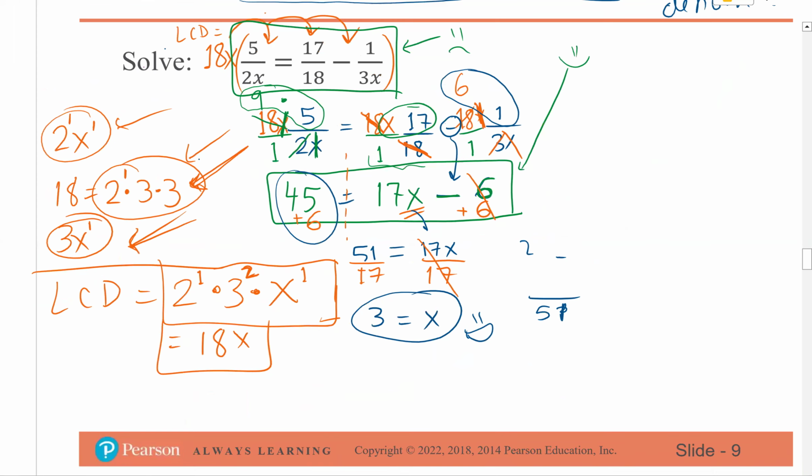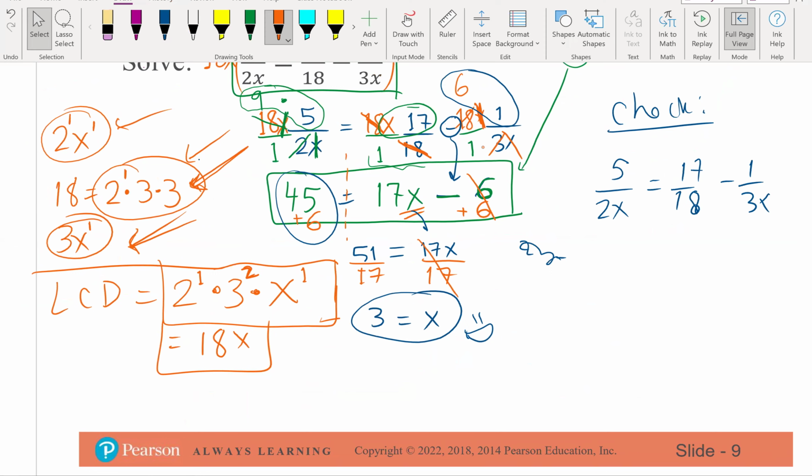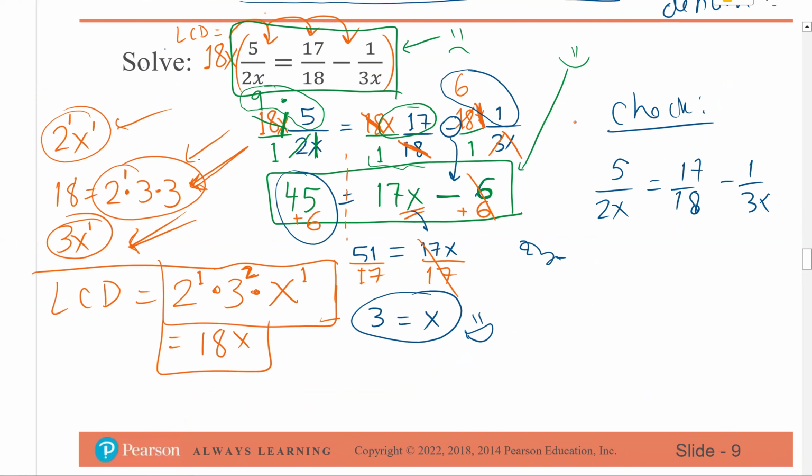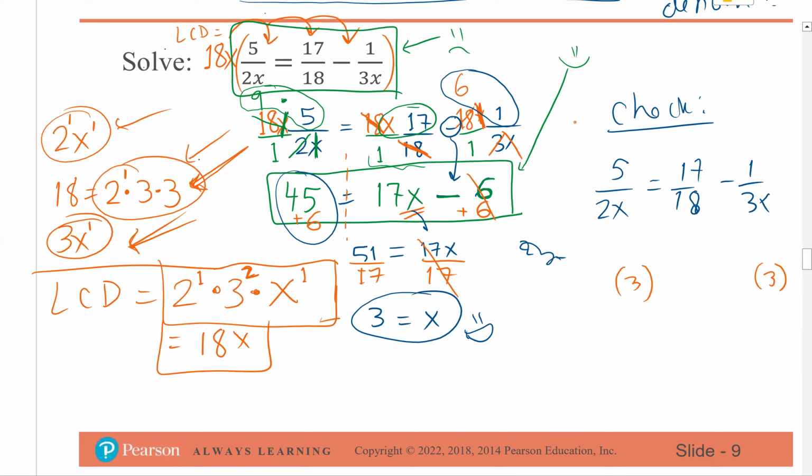Beautiful. And I could check. It didn't tell us to check, but I could. What was the original one? 5 over 2x equals 17/18 minus 1 over 3x. I should check. This is like one of those things you don't want to do, but you should. I don't really want to floss my teeth every night. Oh my God, it's so boring. But I guess I should. So I'm going to replace the x's with 3 and everything else stays the same.